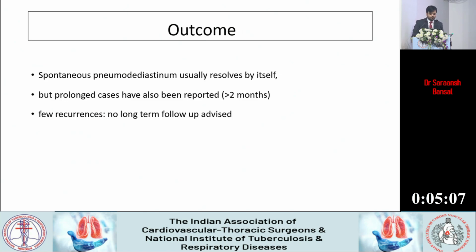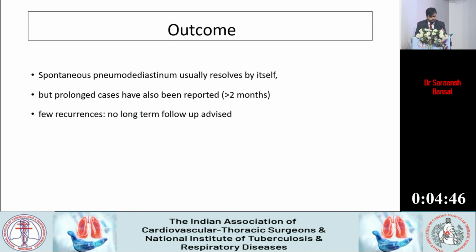What are the outcomes of pneumomediastinum? Well, spontaneous pneumomediastinum usually resolves by itself. You just need a supportive approach and they'll resolve. But prolonged cases have also been reported where the pneumomediastinum has continued for over 2 months. Usually there are no recurrences and there is no long-term follow-up advised as such in guidelines.